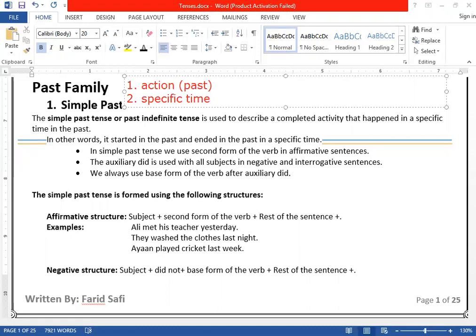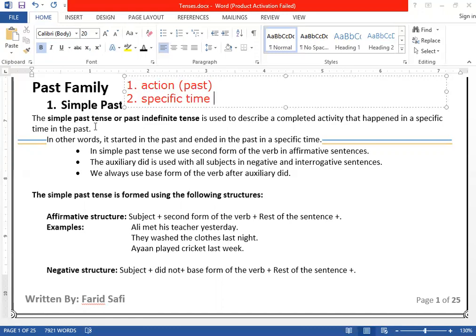An action happened or did not happen. For example, in the past, last night is a specific time. If I say, I ate my dinner last night, when did I eat? Last night. And if this action did not happen, how can I say it? I did not eat my dinner last night. So we can say two things. Number one, an action happened or did not happen. And when? At a specific time. That is the easiest definition you can have, clear?